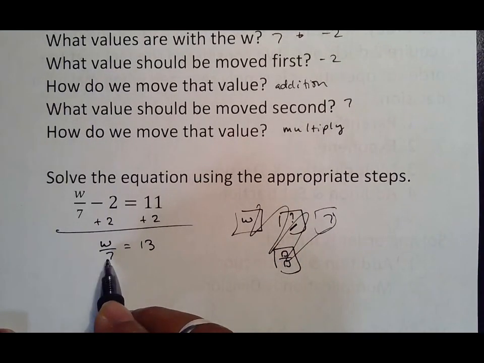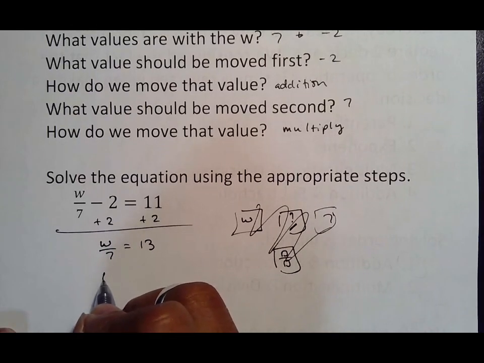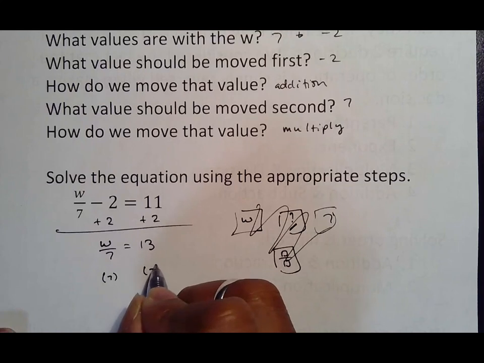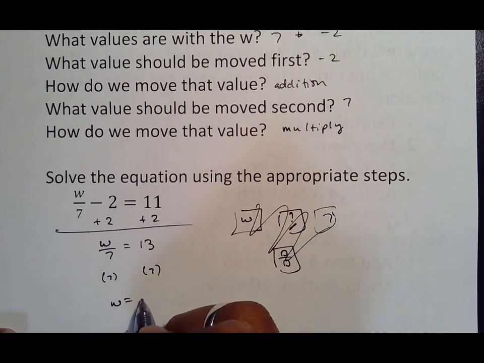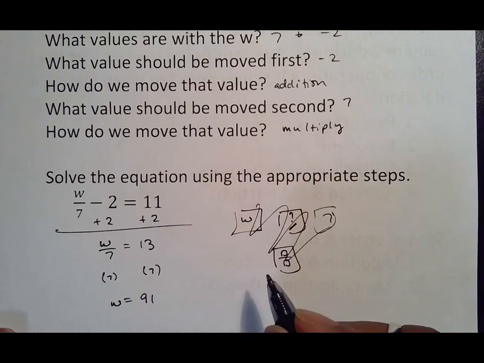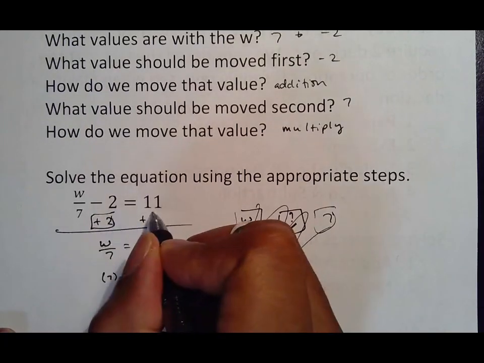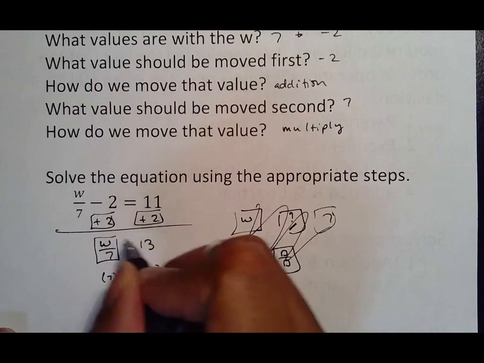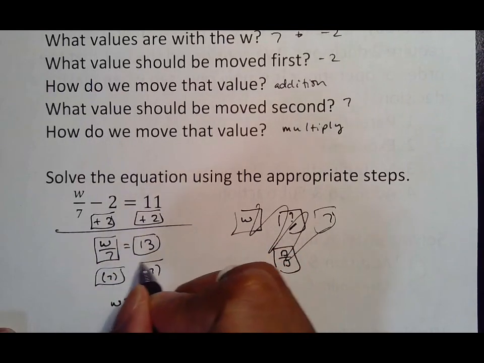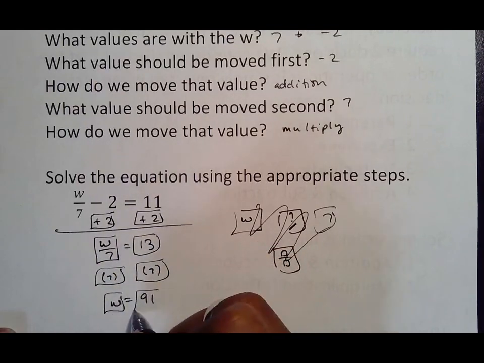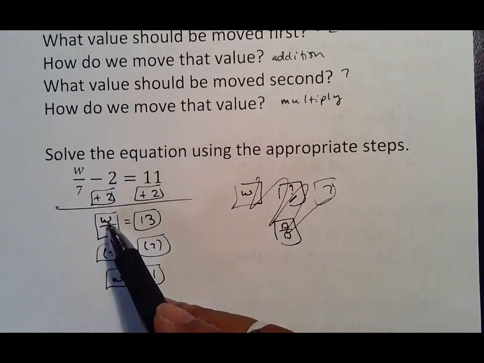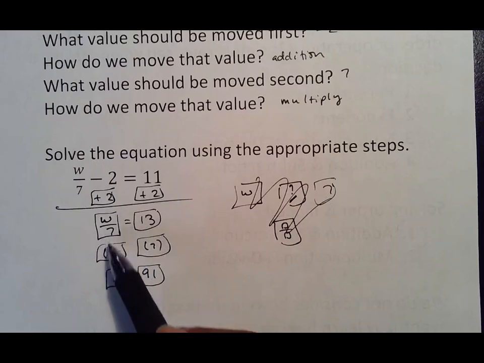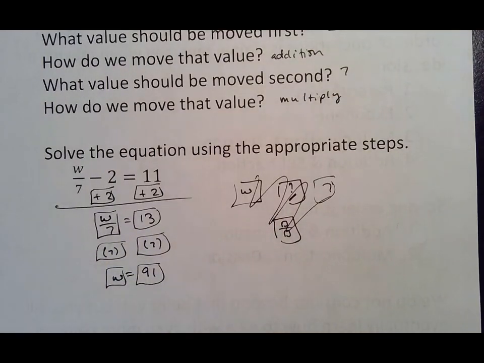But now we need to move the 7. In order to move the 7, because it's being divided, we want to multiply by 7. Remember, we do that by putting the 7 in parentheses. The 7's go away. W comes down with 91. Looking at what you have here, these are the boxes that you would be filling out as you go through this problem. Same number of boxes. The only difference is you have to put your fraction here because that's what's left over, and you have to get rid of 7 by multiplying instead of dividing like we did yesterday.